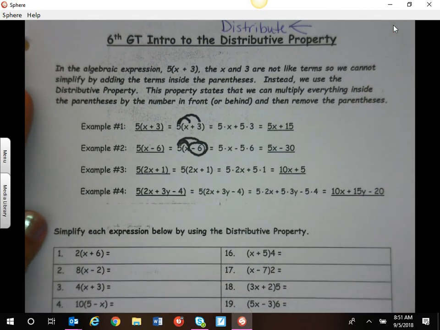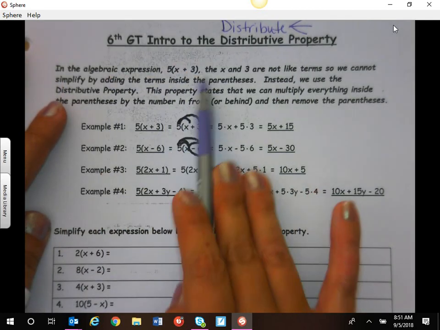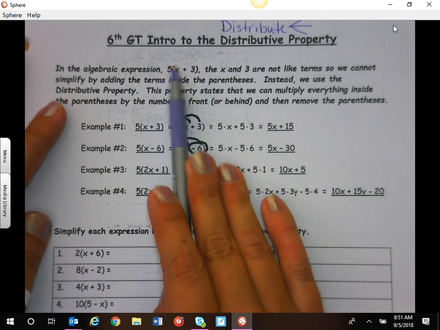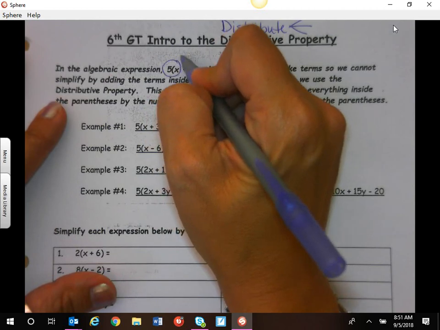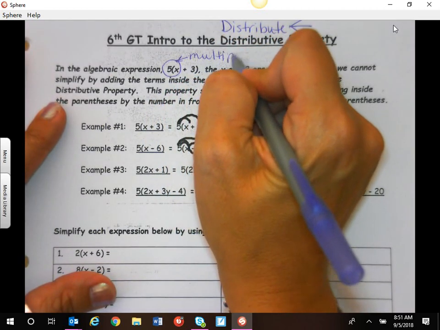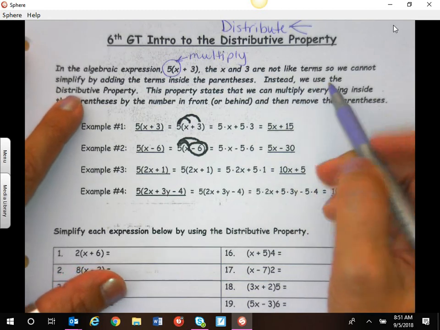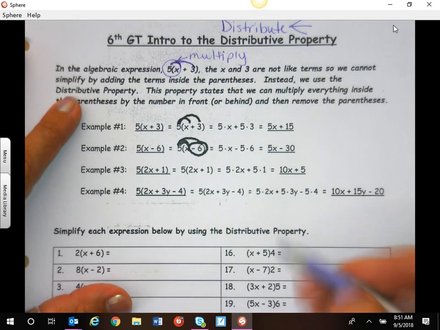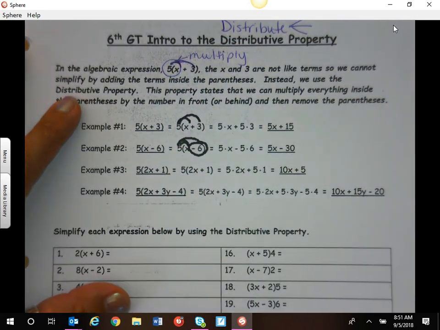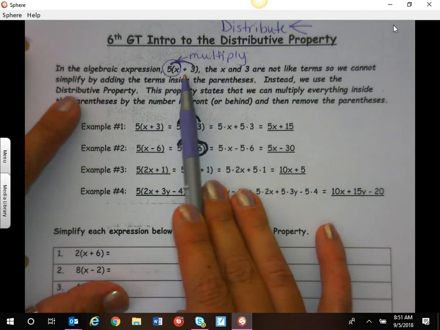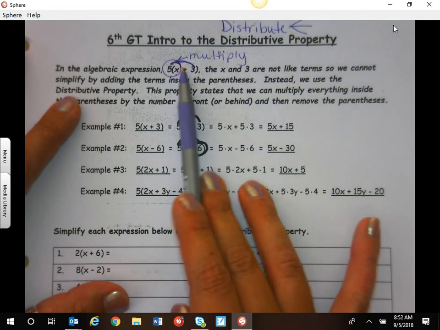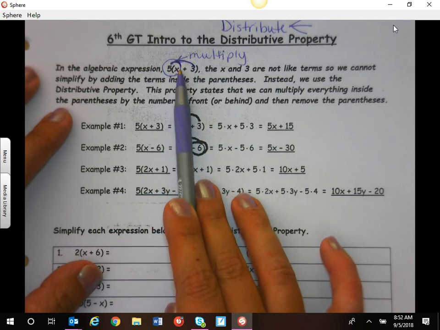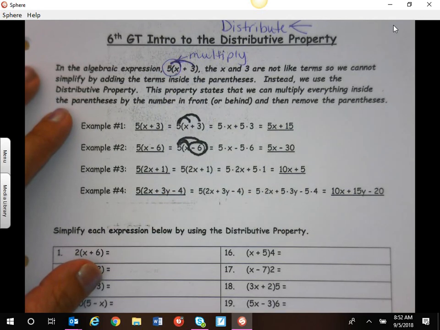So when we do the distributive property, and we have an algebraic expression like 5 quantity x plus 3. Remember, a number next to a parentheses, this means multiply, okay? So what you are going to do is we are going to have to share or multiply this 5 by everything inside the parentheses. We can't say what x plus 3 is because we don't know the value of x. So we're going to just have to multiply or share or distribute this 5 on everything inside the parentheses.